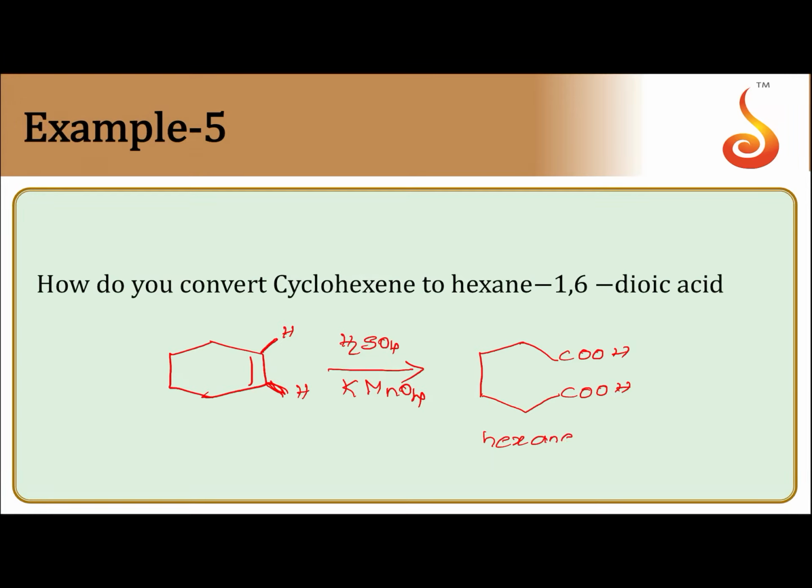So what is the name of the product obtained here? Hexane 1,6 dioic acid. Okay, that is how we will convert cyclohexene to hexane 1,6 dioic acid by treating it with acidic KMnO4.